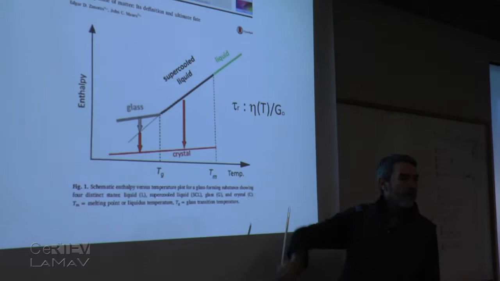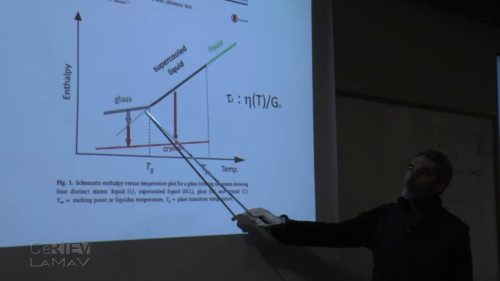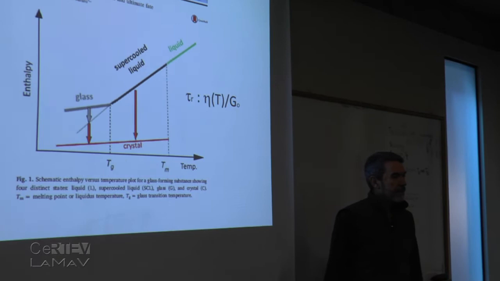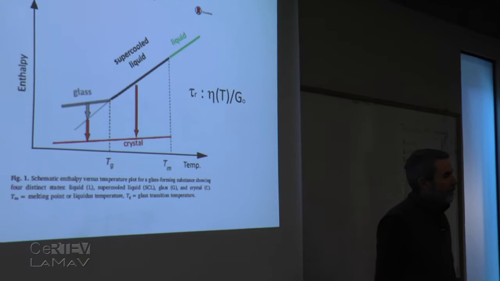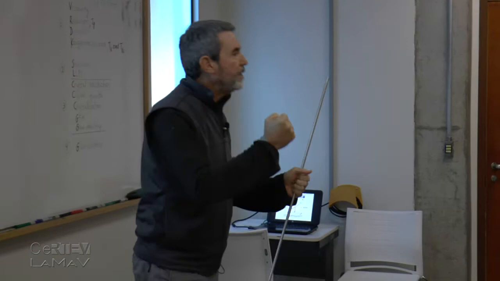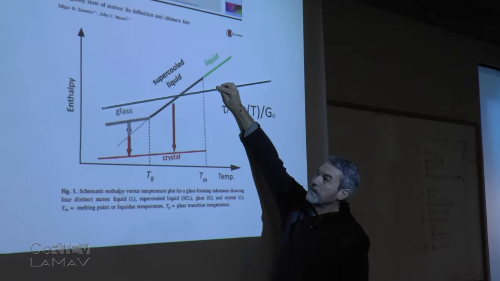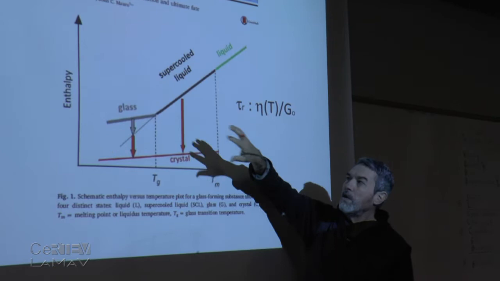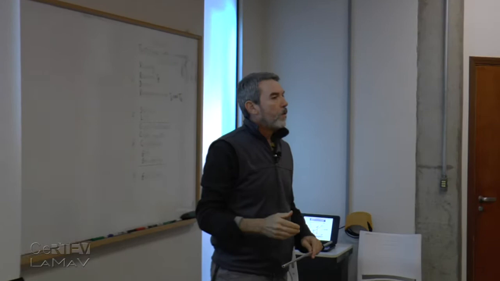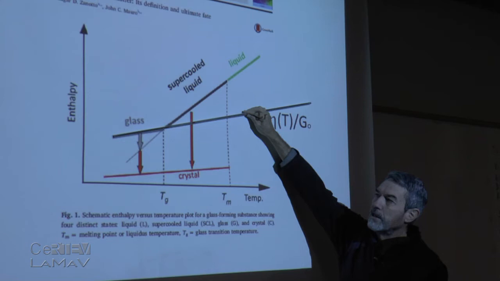Now, if we, for instance, use a higher cooling rate, where would this temperature be if I use a higher cooling rate, like we do in the lab? We quench the glass between two steel plates. TG would be higher. TG could be here. So TG depends not only on the chemical composition of the material, but also on the way it's measured. Higher cooling rates, higher TGs. Slower cooling rates, lower TGs.